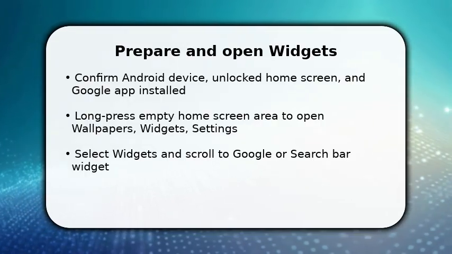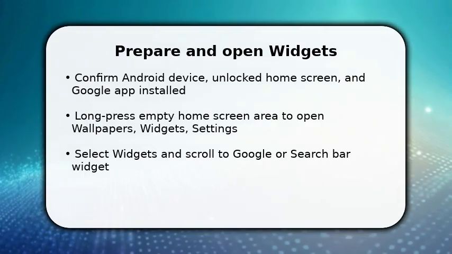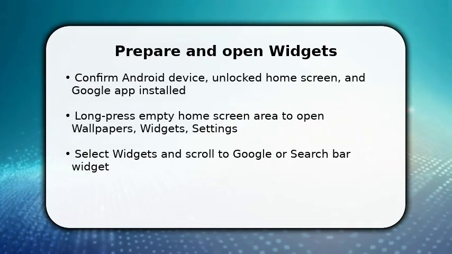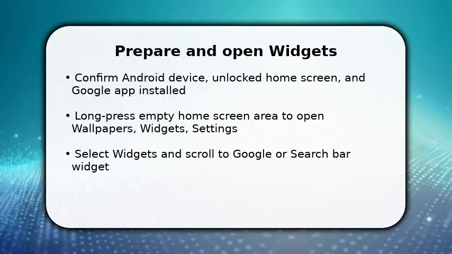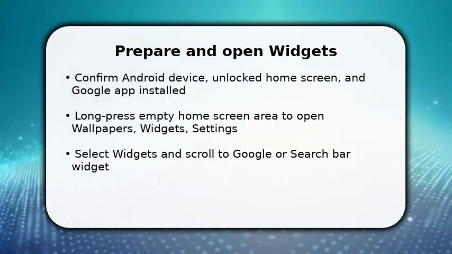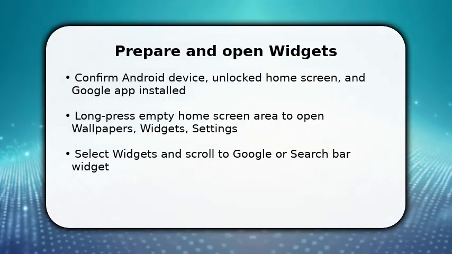Tap widgets next to wallpapers or home settings, then scroll through the list until you find the Google or search bar widget. This gets you right into the placement step. Make sure you use the launcher you prefer since some launchers hide widgets.